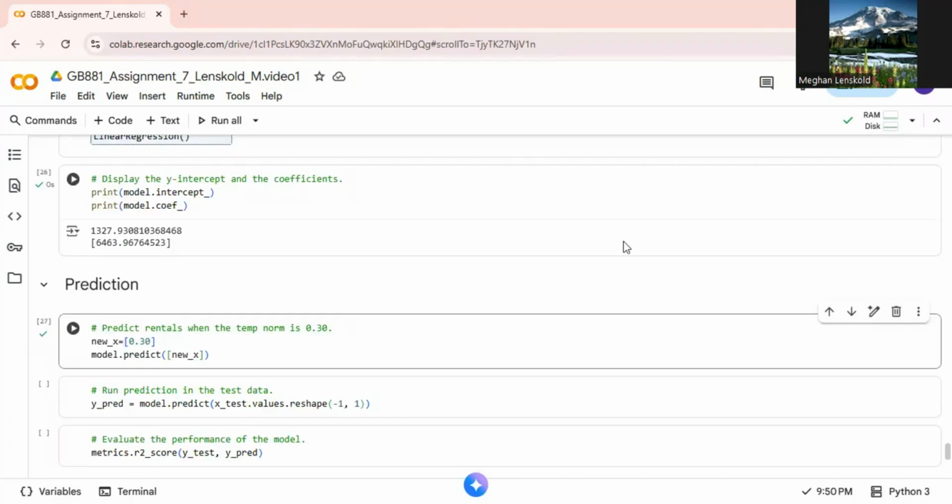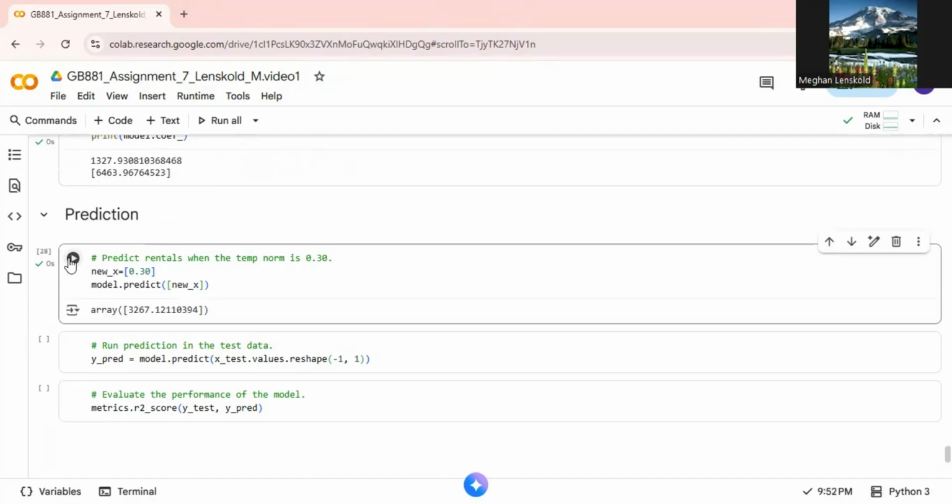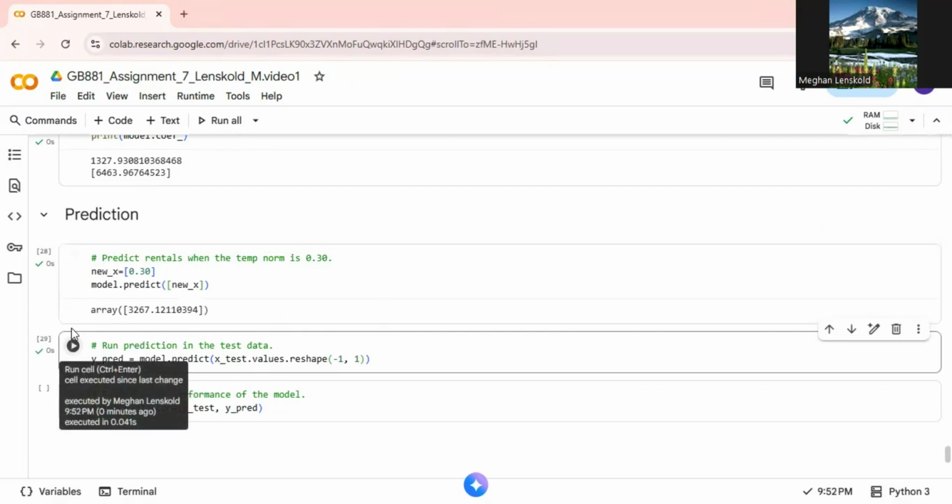Finally, we are on to our last step. Now that the model is trained, we can use it to make predictions. Here I am asking the model to predict the total number of rentals for a day when the normalized temperature is 0.3. The model predicts that when the normalized temperature is 0.3, the expected number of total rentals is about 3,267. Now I'll use the model to predict on the test set.